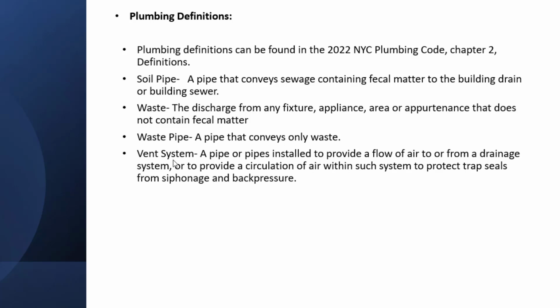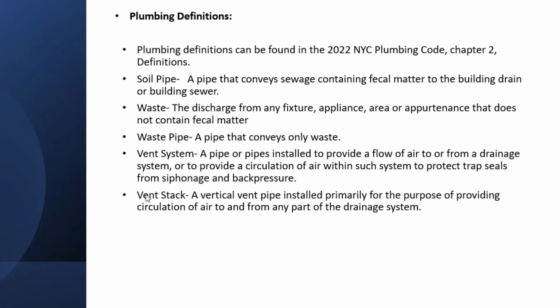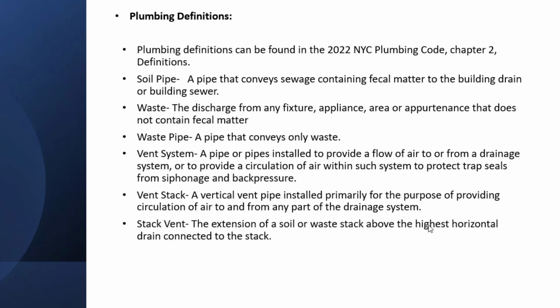You have a vent system, which is a pipe or pipes installed to provide a flow of air to or from a drainage system, or to provide a circulation of air within such system to protect trap seals from siphonage and back pressure. I'll go over some of these terms later on. You have a vent stack, which is a vertical vent pipe installed primarily for the purpose of providing circulation of air to and from any part of the drainage system.